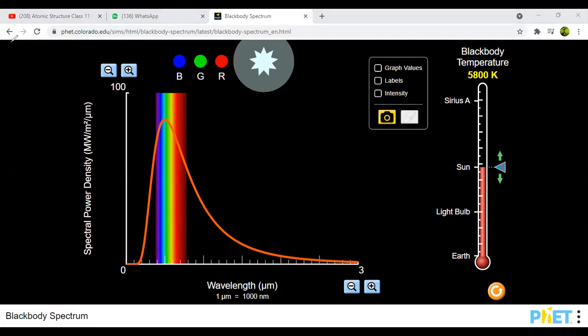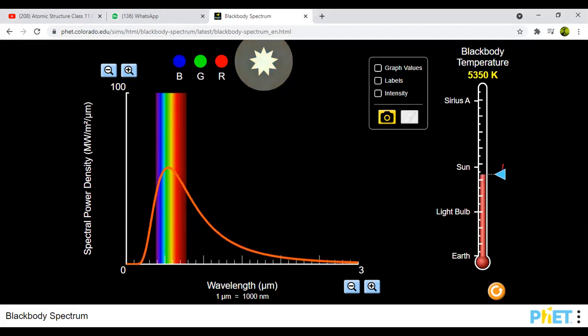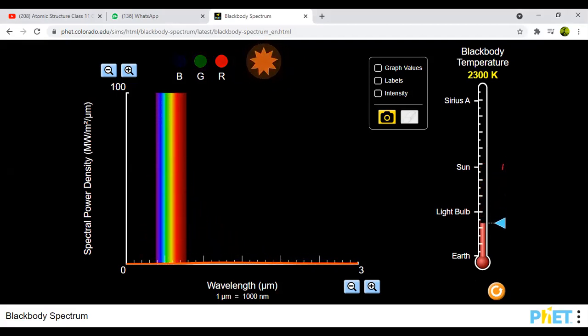So what happens when you increase the temperature? Observe what is actually happening. In the graph, slowly I'm increasing the temperature. See what happens: the graph is slowly moving towards the left side. This is very low temperature. Okay, very good. This is low temperature. So I'm increasing the temperature.